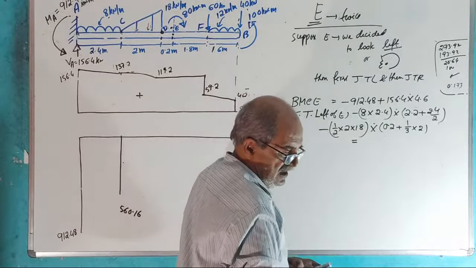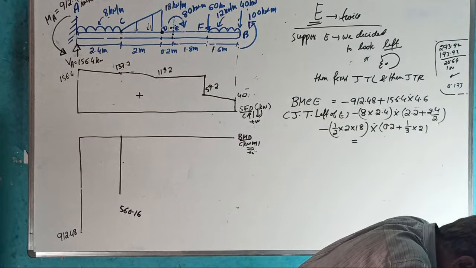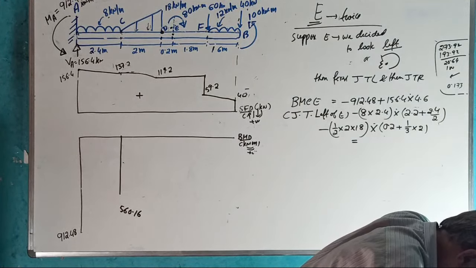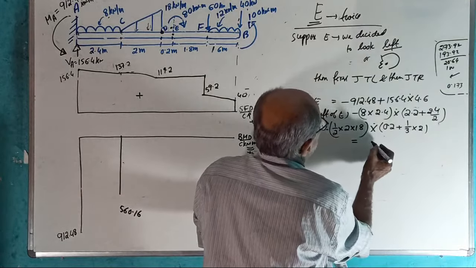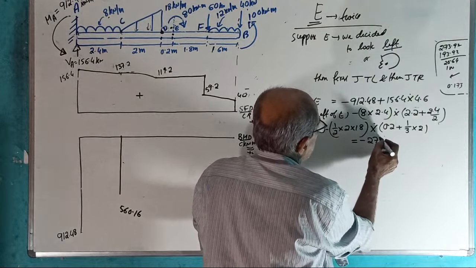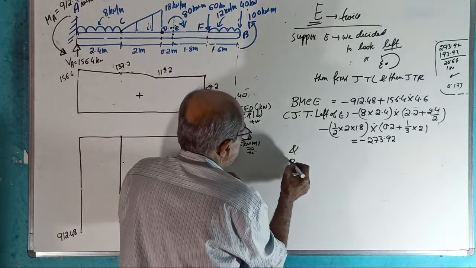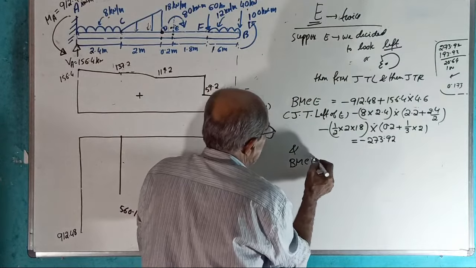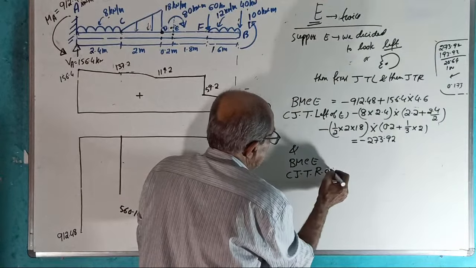Answer. If you know the answer, tell me. If you know the answer, you can tell. Minus 273.92. Minus 273.92. Then write. And bending moment at E just to right of E.